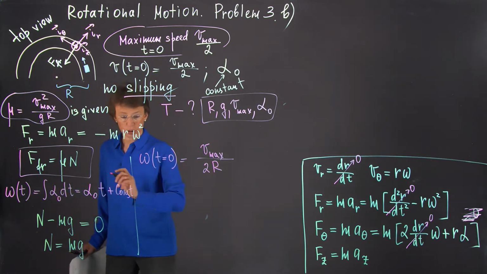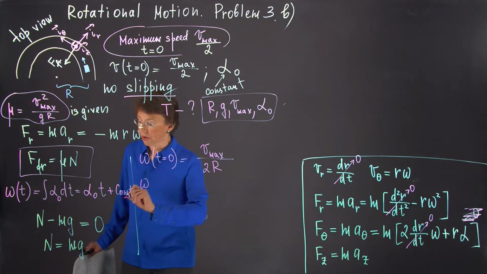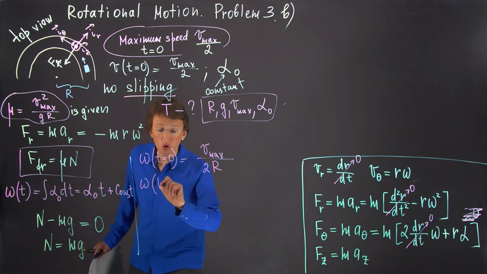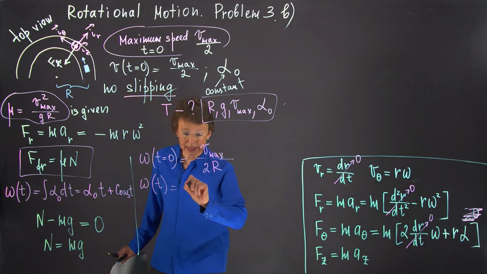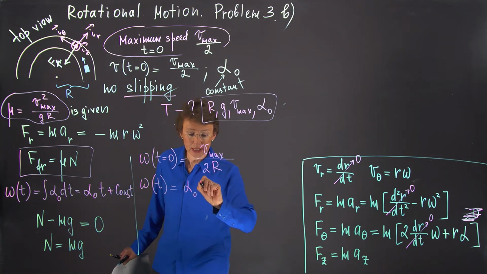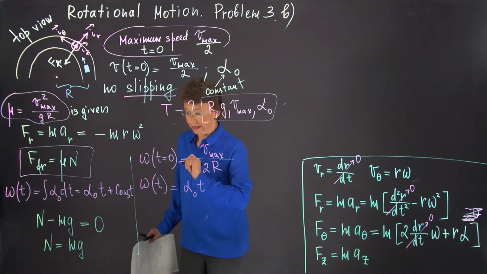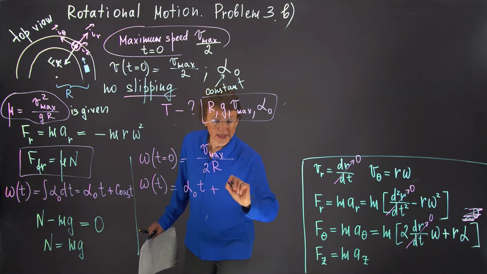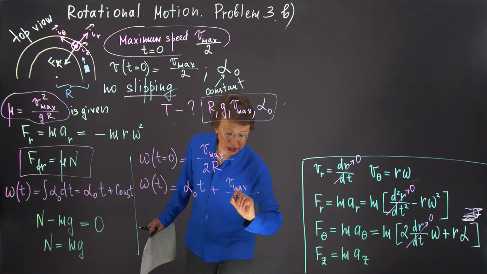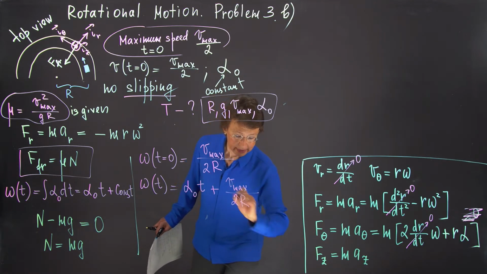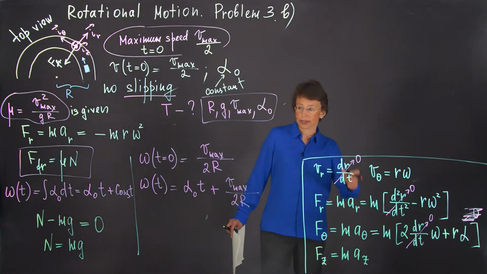I bring it into my formula. What is my final formula for omega? Omega for the car at any time moment is alpha naught t plus v maximum divided by 2r. Oh, look at this. We are making progress. Now we know omega.